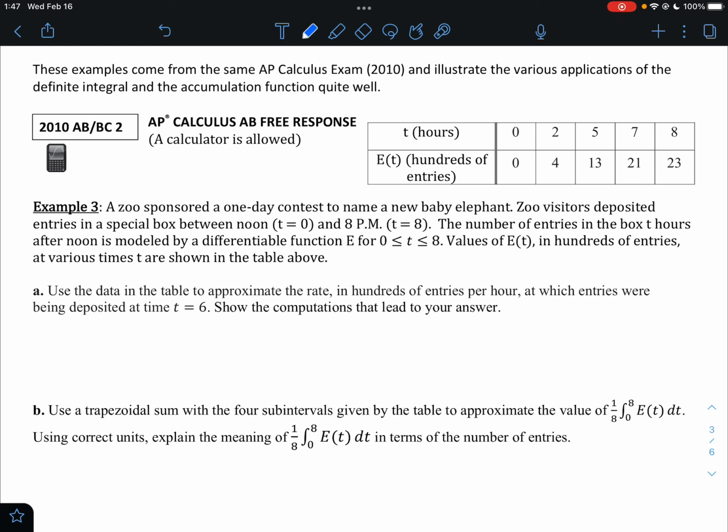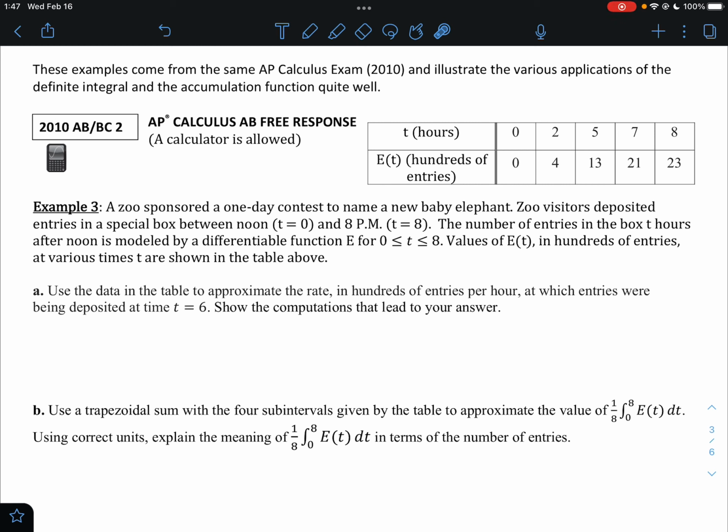Talking about a zoo sponsoring a one-day contest to name a new baby elephant. Zoo visitors deposit entries in a special box between noon and 8 p.m. The number of entries in the box t hours after noon is modeled by a differentiable function E. Values of E of t, in hundreds of entries, are given in this table below at 5 specific times. Question A says, use the data in the table to approximate the rate in hundreds of entries per hour at which entries were deposited at t equals 6. So we don't have a function for E, so we can't find E of t, so we can't find E prime of t. Okay, that's why this word is here.